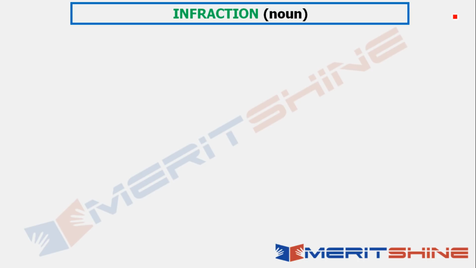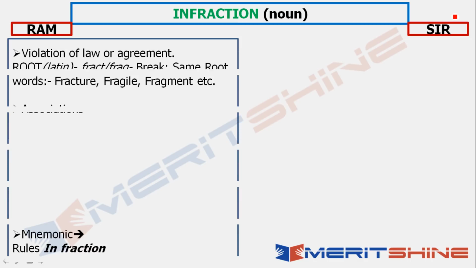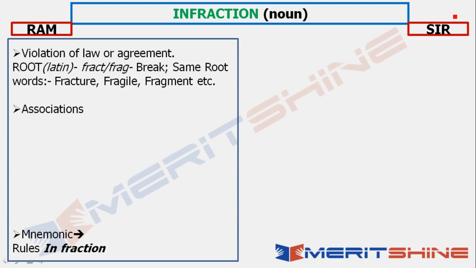Infraction is the word. It's a noun. So let's see RAM first. Infraction means violation of law or agreement. Now, what is the root? It comes from a Latin word, fract or frag, both, right? So what are the kind of words that you get from these two roots? Similar, same root words: fracture, fragile, fragment. These are the words that you come across from the same root.